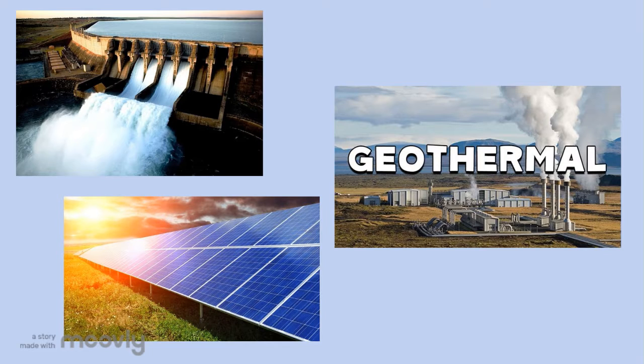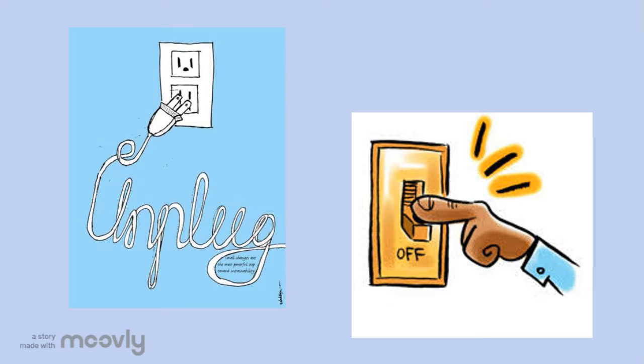A way to reduce the use of fossil fuels is to find an alternative energy resource like hydropower, geothermal energy, and solar energy. You can also help reduce it by unplugging any electrical resources that are not in use or just by simply switching lights off in rooms that are empty.